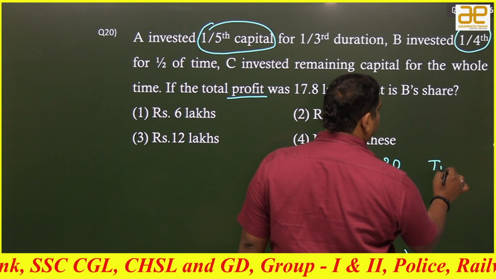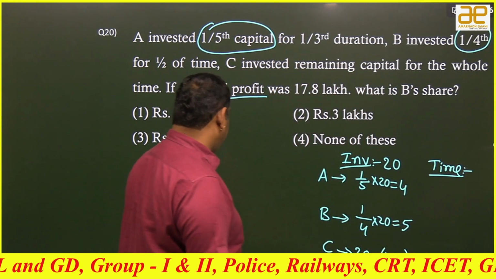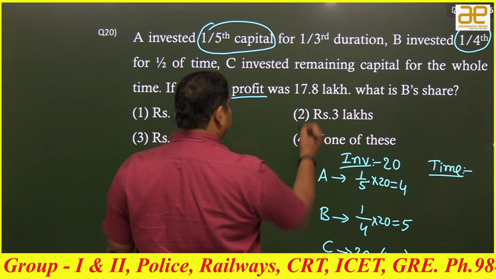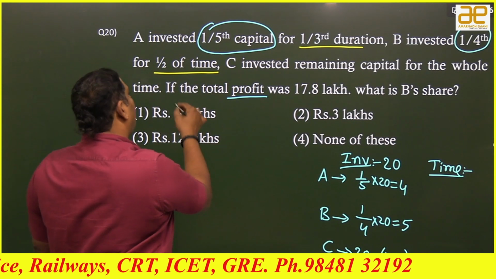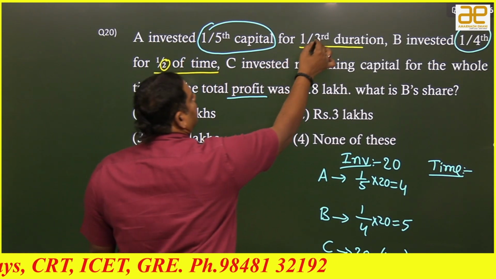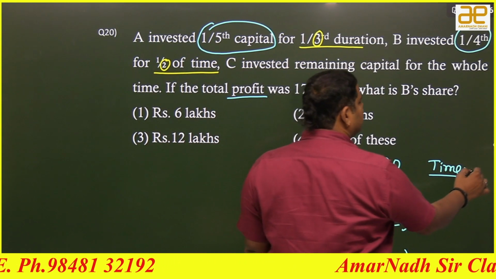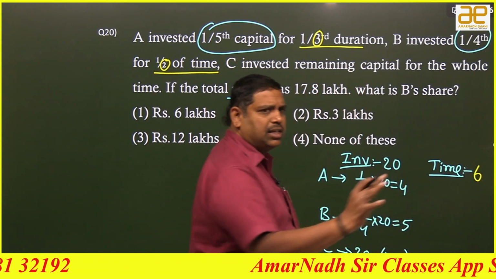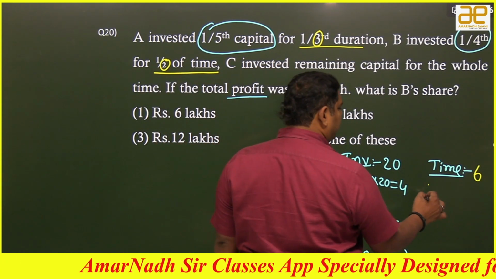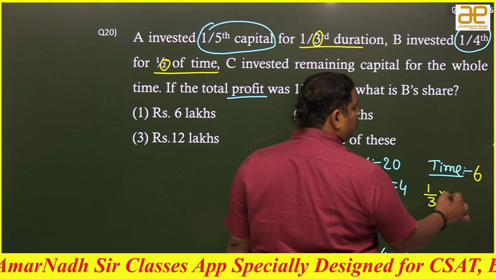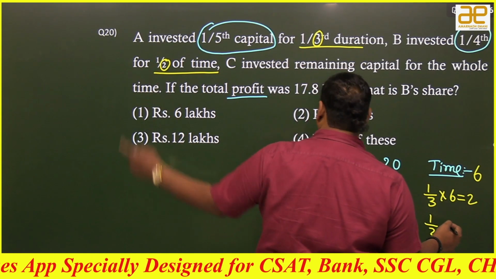Okay, time period. Instead of taking the total time as T, let us imagine the time in such a way that you won't get any decimal. So 1/3 of the duration and half of the duration. What are the denominators? 2 and 3. Just multiply them. 2 3s are 6. So the total duration might be 6 months, 6 days, 6 years, anything, 6 parts. A's investment is for 1/3 of the duration, that is 1/3 of 6, that is 2 days, 2 months, 2 years, whatever. B is invested for half of the 6.